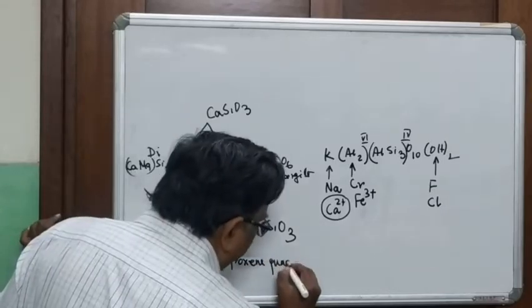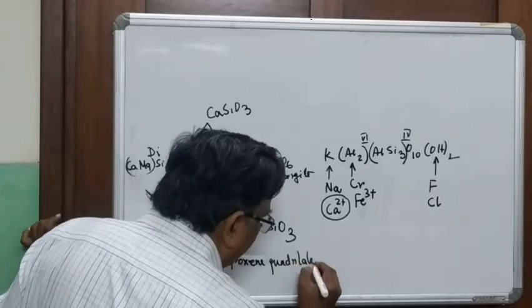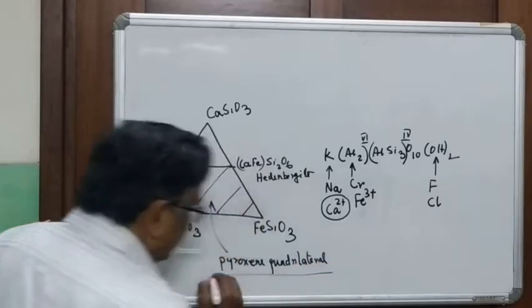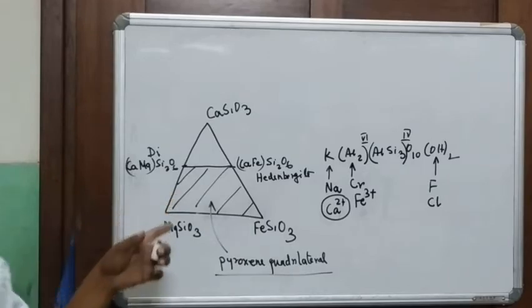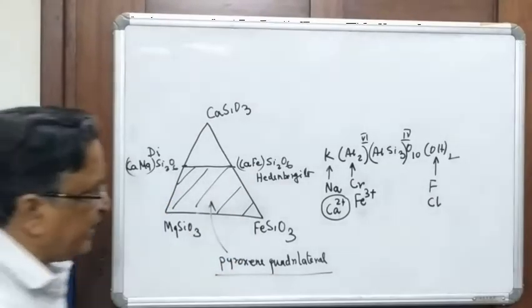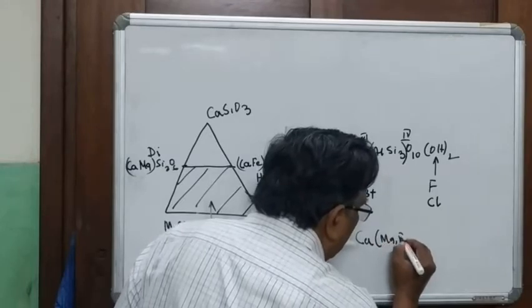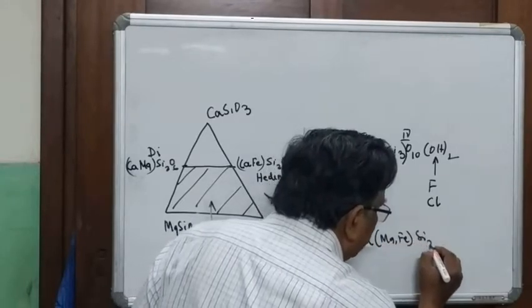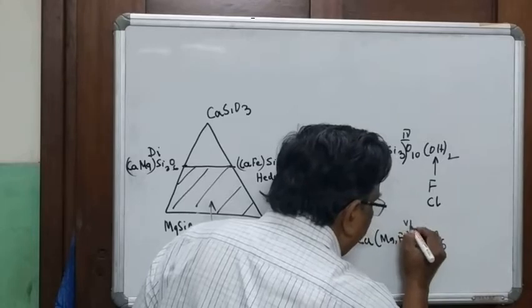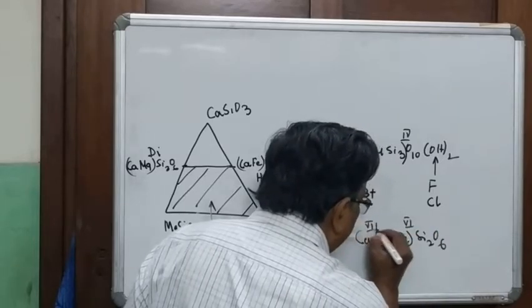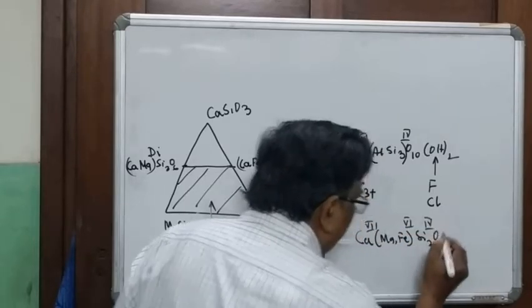Pyroxene quadrilateral. But this is very idealized. It is written as CaMg, Fe, Si2O6, which is 6-fold, 8-fold, and this is 4-fold coordination.